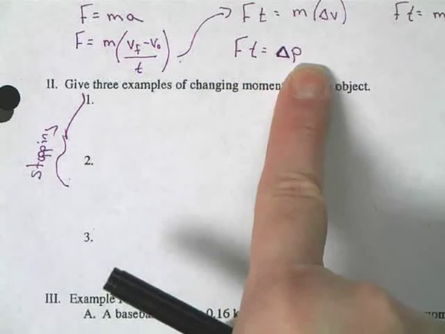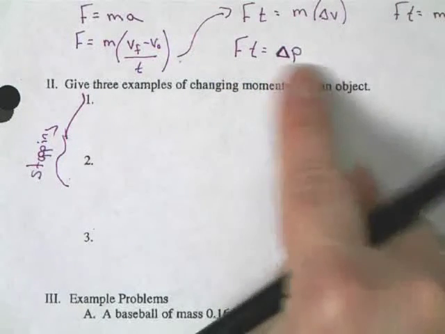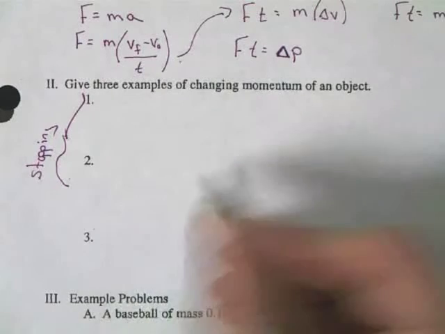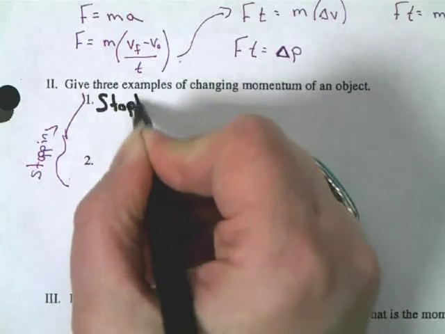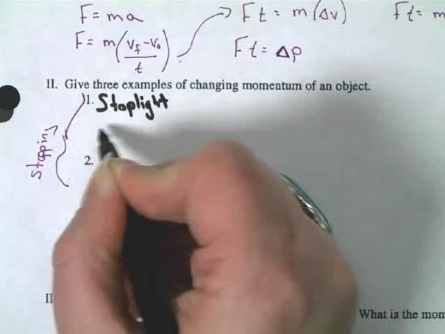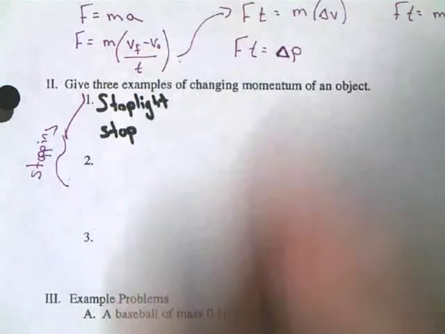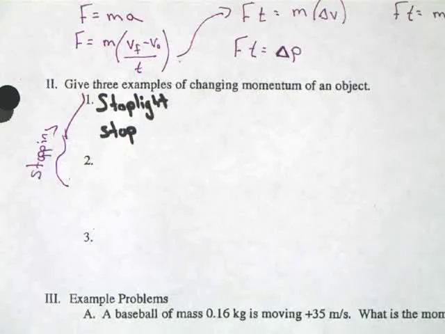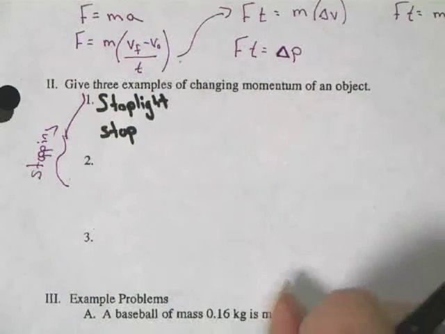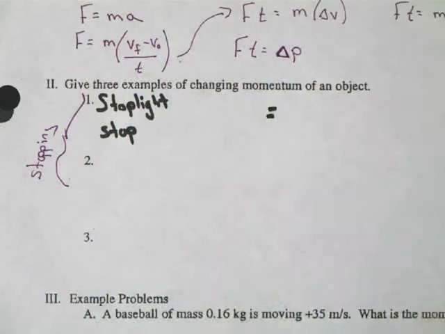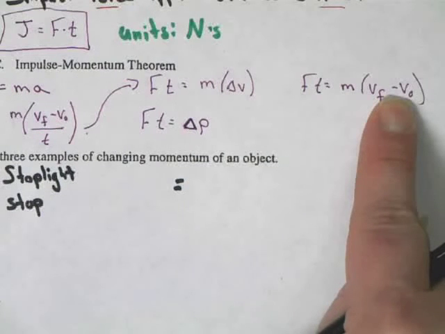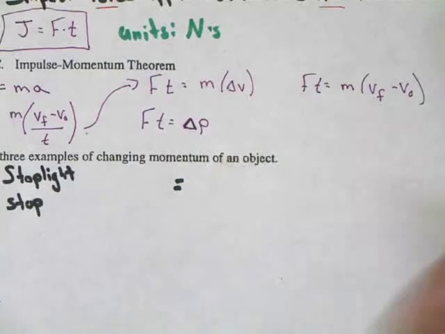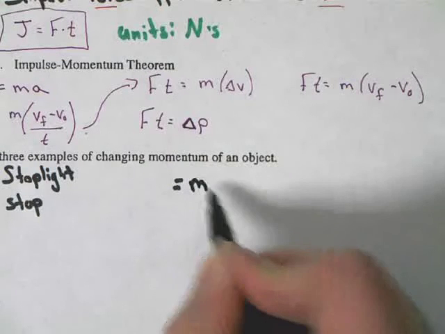Here's my equation. Force times time, impulse, is equal to change in momentum. So let's look at the right-hand side first. And this is the stoplight stop. So a nice, controlled, leisurely stop. I want to look at the right-hand side of this equation first. We've got mass times V final minus V original.